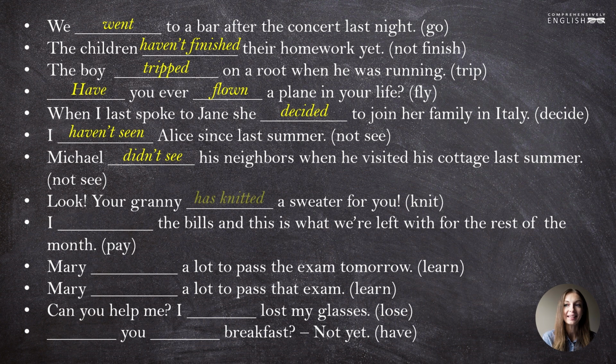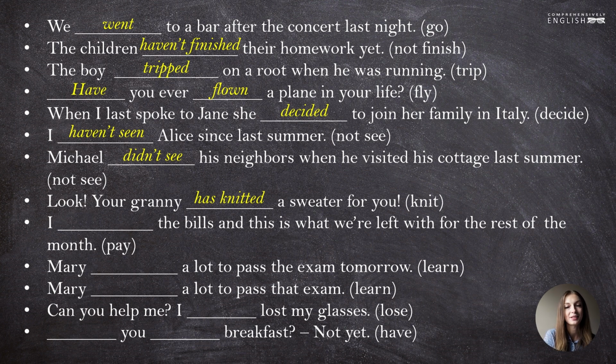Look, your granny has knitted a sweater for you. Pay attention to the verb to knit. It has two forms. It can be treated as an irregular verb and as a regular verb. As an irregular verb, it is knit, knit, knit, and as a regular verb, it is knit, knitted, knitted. Please, before you comment on the mistakes in my videos, especially regarding the verb forms, check them in the dictionary or in the table of the irregular verbs. Knitted is a correct form, but you can also say knit.